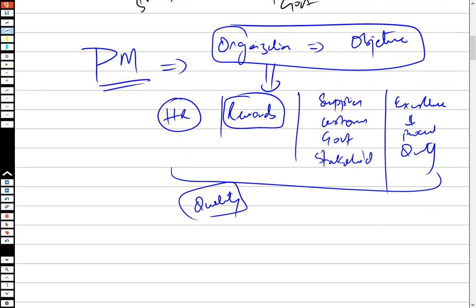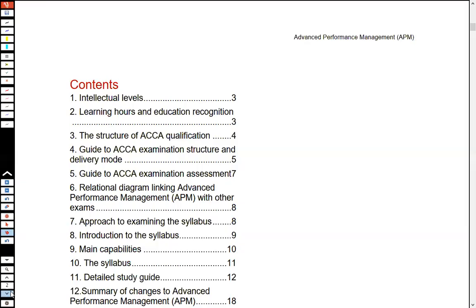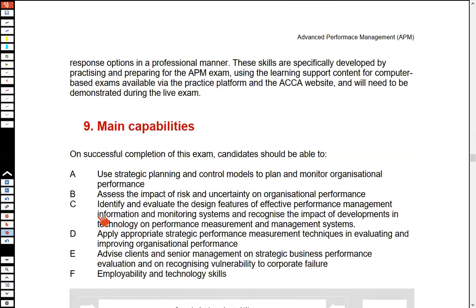So there are multiple things that happen, and advanced performance management is one of those syllabi that covers almost everything. When we discuss it, we'll be going through every single aspect. So let me take you through a bit of the syllabus areas, so you have an idea of what I am talking about.